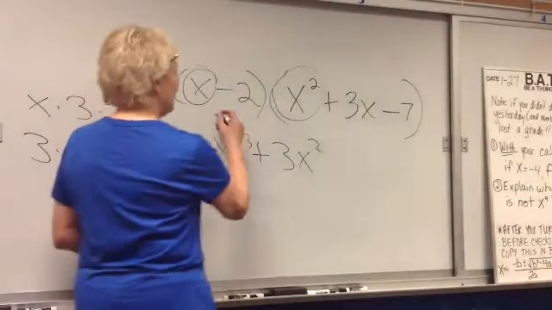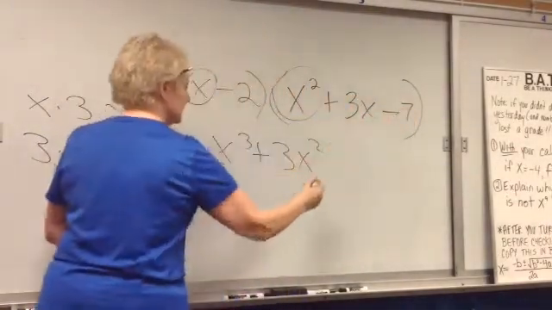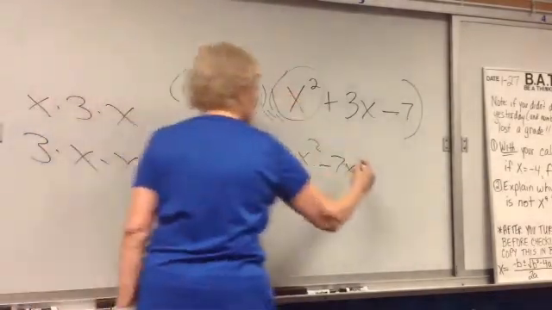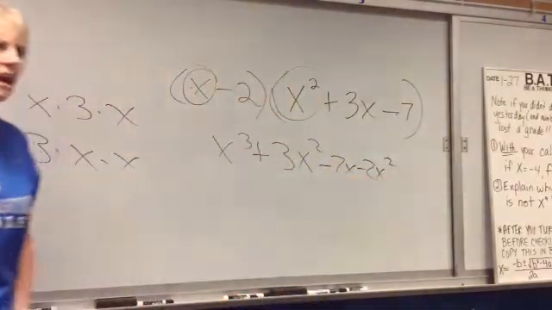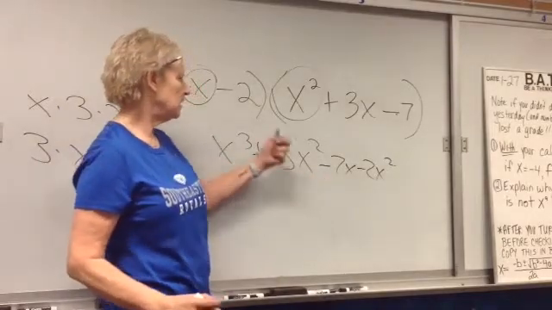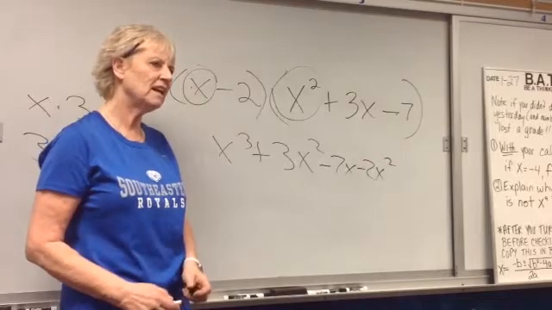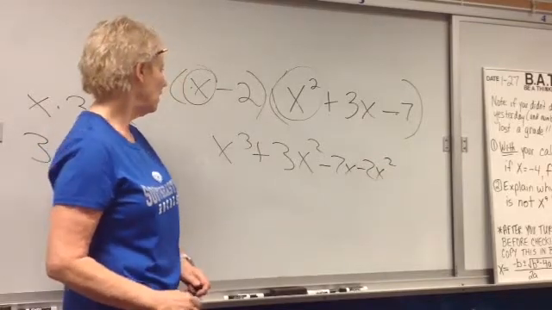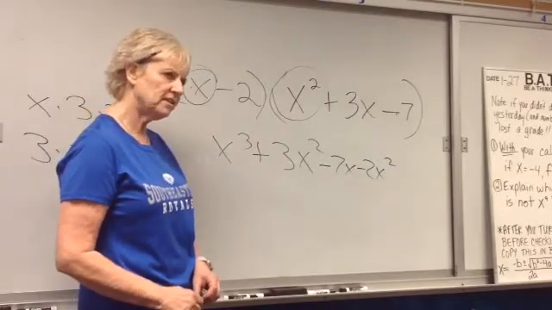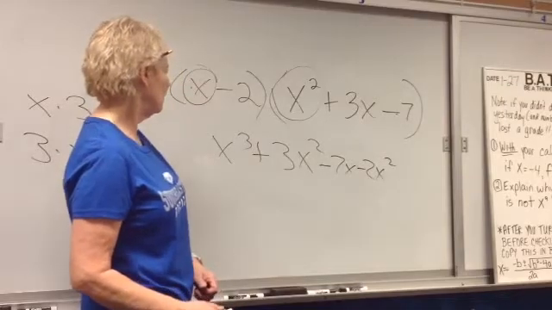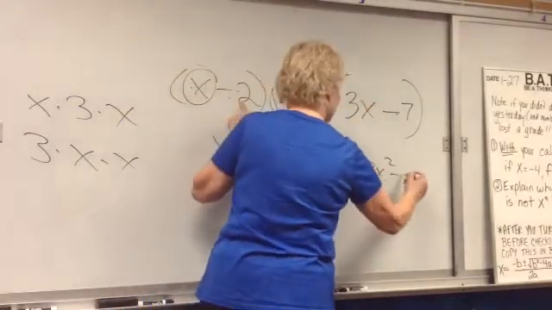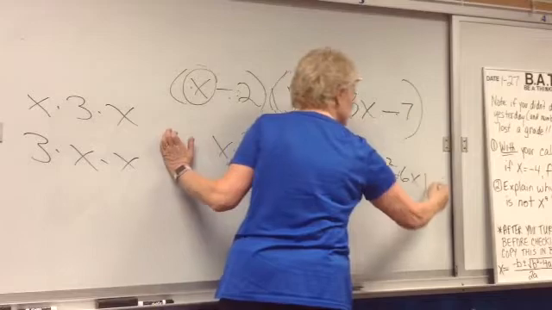Okay. x times negative 7 is negative 7x. Negative 2 times x squared. Where'd you mess up? Negative 2 times 3 is negative 6x. Negative times negative is positive.